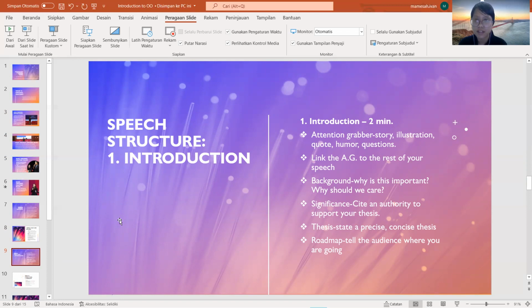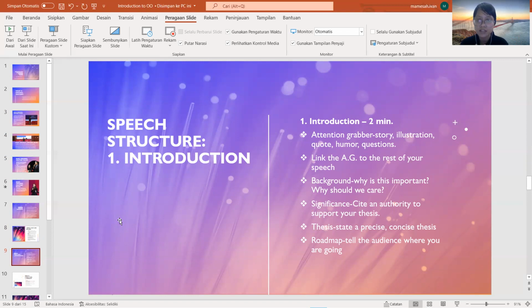Fourth, the significance: cite an authority to support your thesis. So after you find an attention grabber and then you explain the importance of that issue, why we should actually put more attention and care about that issue, then you can cite a journal or someone that is believable, like scientists or famous politicians, whoever it is, to support your claim, to support your thesis.